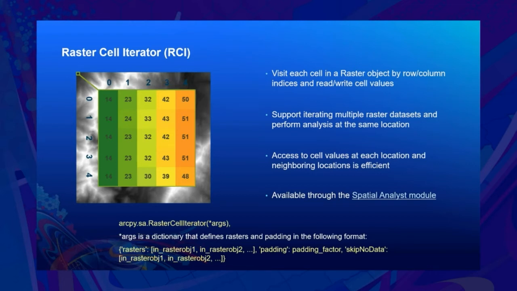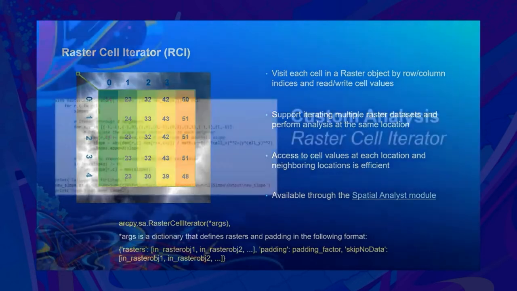Now, you can also access not only the cell that you are operating on, but also the neighboring cells very easily. It is available through the Raster Spatial Analyst module. As you can see through the arguments, it also has a way to skip the NoData so that you can operate very efficiently. And it also has a padding option for focal operations, which makes it easier to go over a large area of raster.